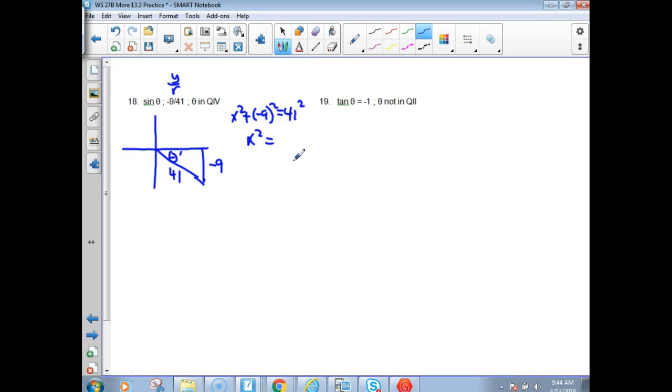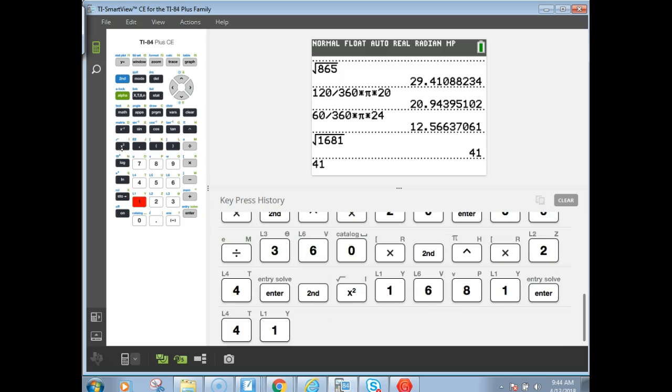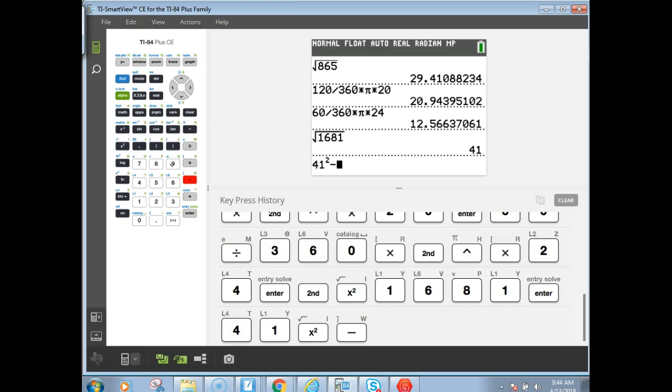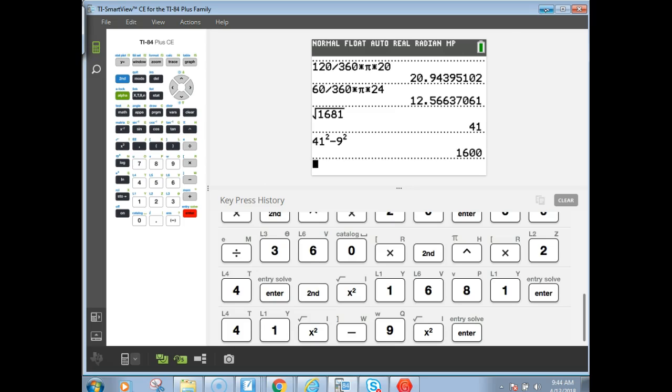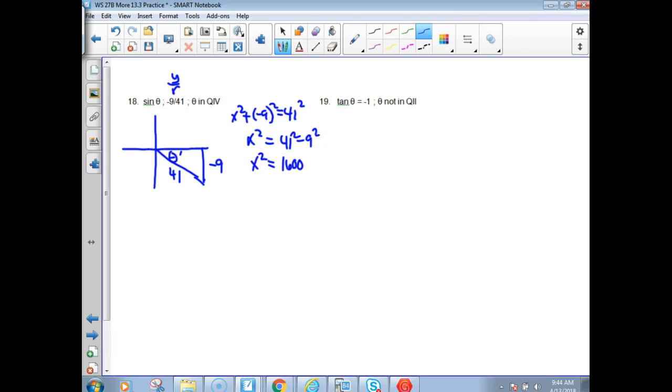I think we already know from what we just did on the other page that we're going to get, this is 16, oh no, it would be 40, wouldn't it? Okay, so 41 squared minus 9 squared, I think we get 1600. I'll just double check. I didn't put the negative sign in because it's just a waste of time since it's going to be squared. All right, so yep, 1600. And that gives me x is 40. X would be positive because we're in quadrant 4.